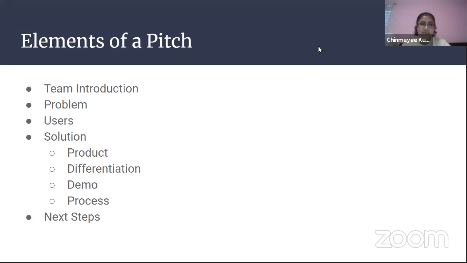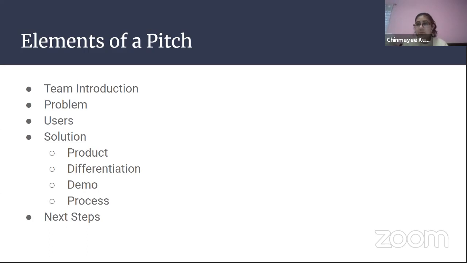So these are the core elements of a pitch. The first is team introduction. Now there's a bit of a controversy in terms of when you should do the team introduction. Typically you do it at the beginning, but some business pitches have started doing it at the very end. So it really just depends on you and your team, how you want to go about it. I would still recommend probably doing it in the beginning so it doesn't interrupt the rest of the flow. But yeah, so the team introduction, then you have the problem, you want to talk about your users, and then you want to talk about your solution.